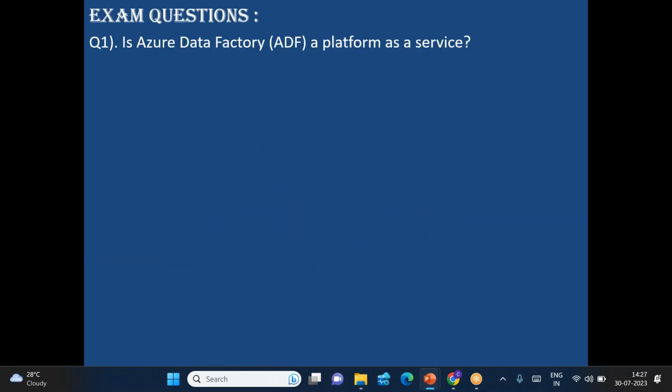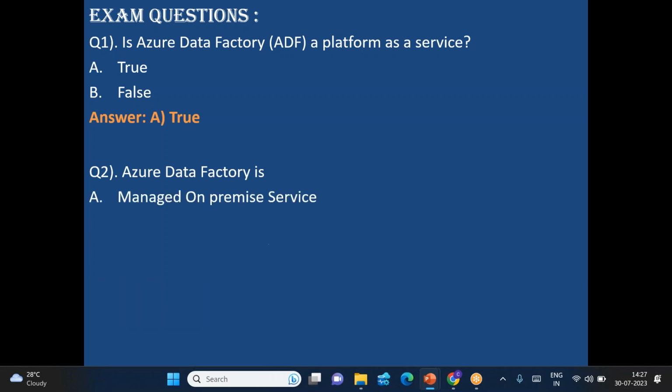So the first question is, is Azure Data Factory a platform as a service? True or false? Answer is true. If you want explanation, you can see my Azure Data Factory Master Program playlist, where I have explained the answers for all of these questions.